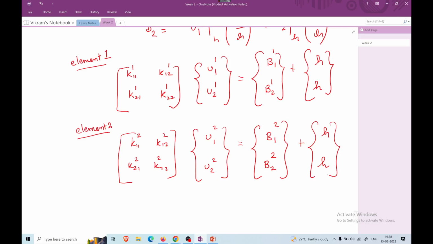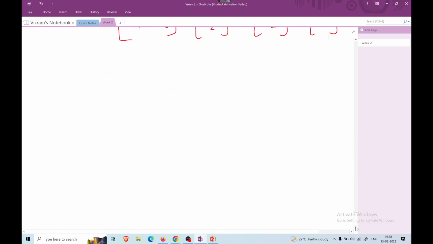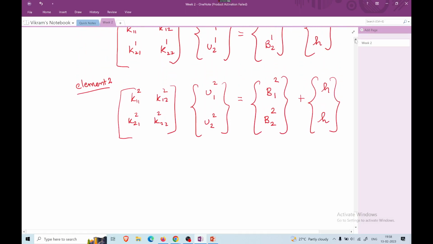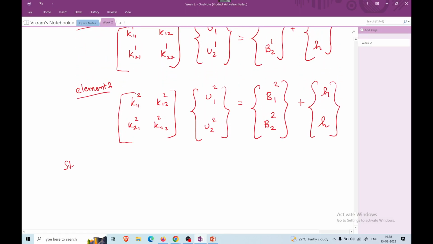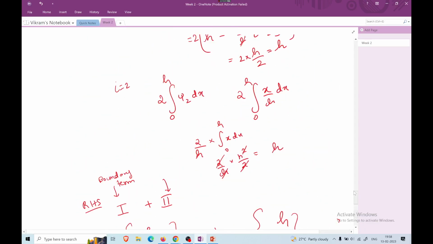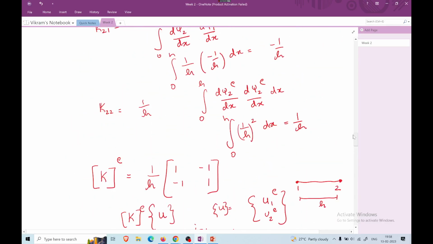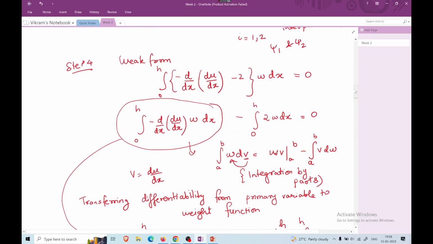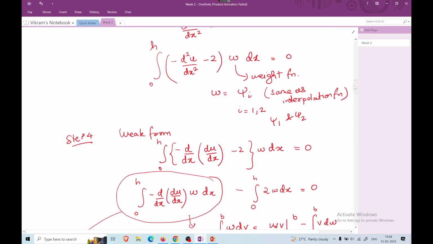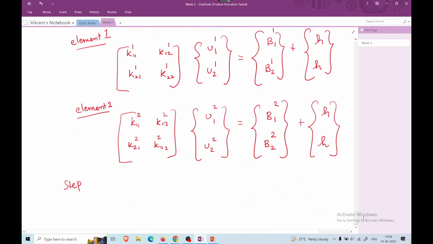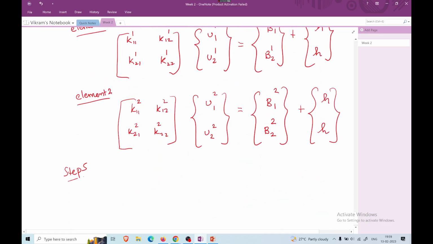Okay, so now element wise we have got the equation. Till here any doubt? No, sir. Element wise we have got the equation. So next step, is it step 4 or step 5? This step 4, weak form, we got the element level equation through weak form. So step 5, assembly.